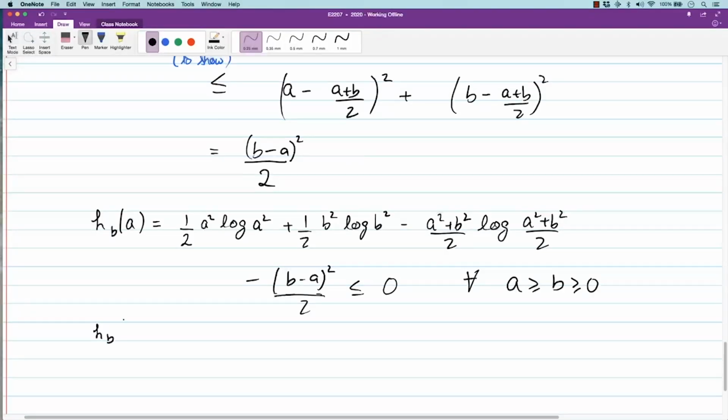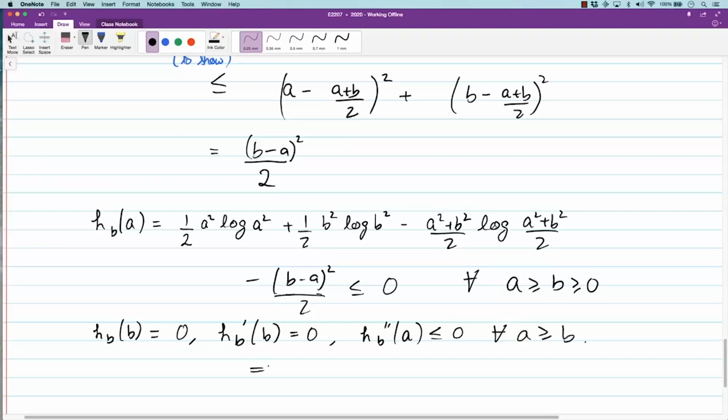So we notice that h_b of b is equal to 0, and then you take the derivative and notice that its derivative also is 0 at b. That's something you can check about h_b. The function is 0 and its derivative is also 0. And then you can check its second derivative at any point, and the claim is that the second derivative is actually negative, not positive, for all a greater than or equal to b. So this implies that h_b of a is less than or equal to 0 for all a greater than or equal to b. I didn't show this proof, but this is an elementary inequality. You can verify this.